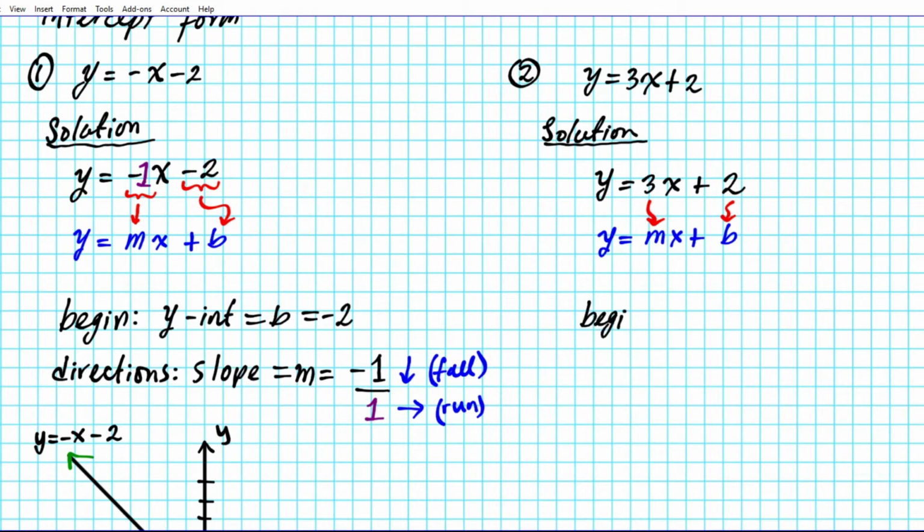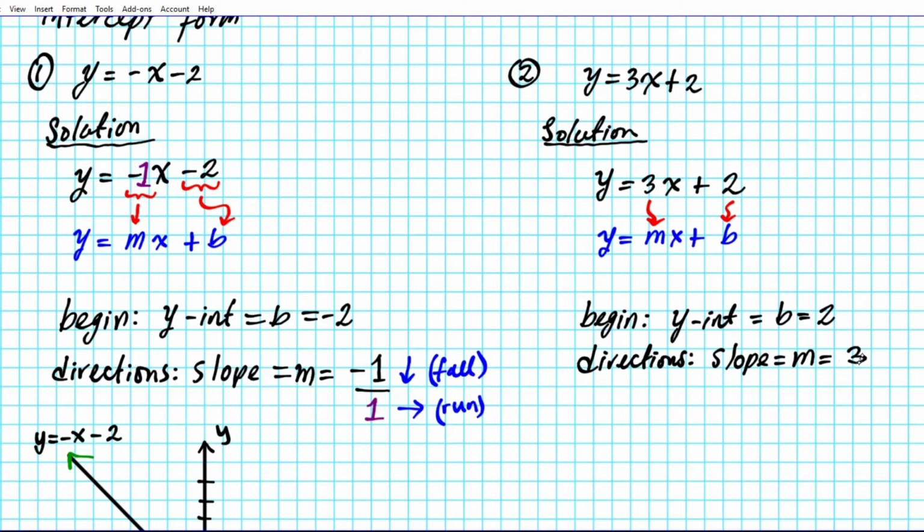So we're going to begin from the y-intercept when we're graphing. The y-intercept is the b value, which is 2. The directions will come from our slope. The slope is m. In this case, m is 3. But 3 tells us just the rise since it's positive.